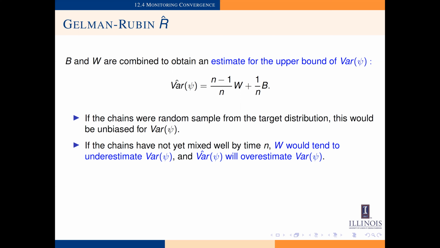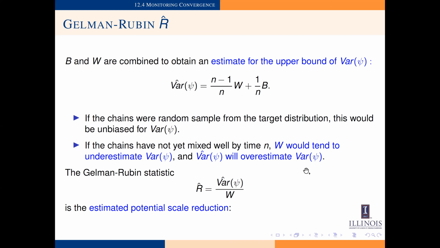If the chains have not yet mixed well by time n, we would expect that within each of the chains with their particular starting values, W will tend to underestimate the variance of psi. And var hat, which is a linear combination of the within and the between sequence variations, will tend to overestimate the true variance of psi's. The Gelman-Rubin statistic R hat is defined as var hat of psi divided by W. And this is called the estimated potential scale reduction factor.